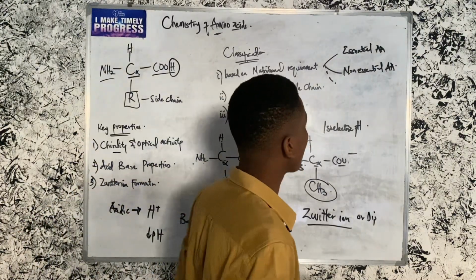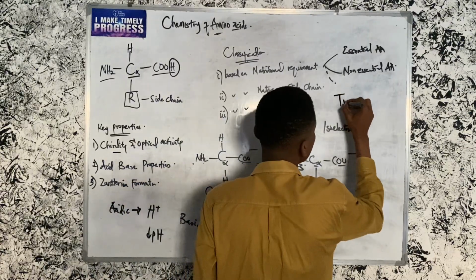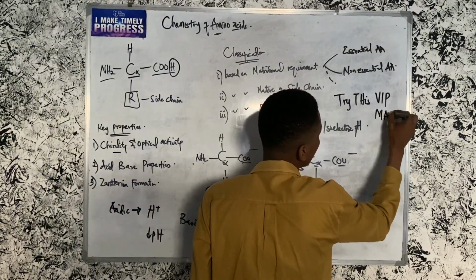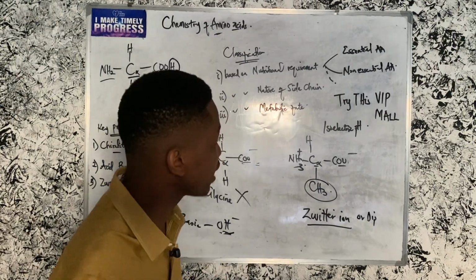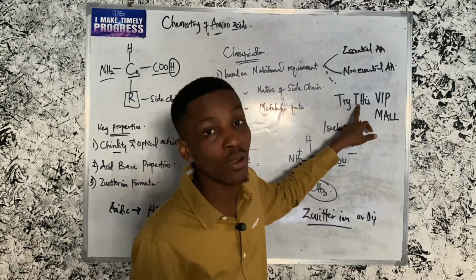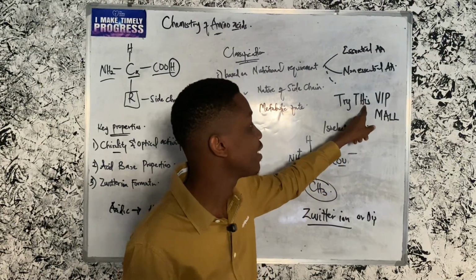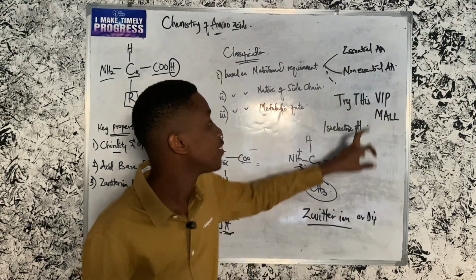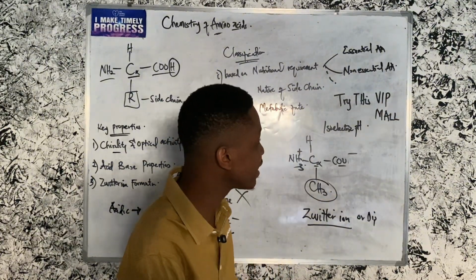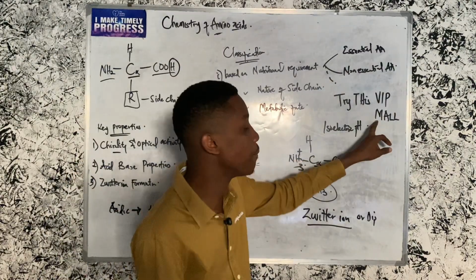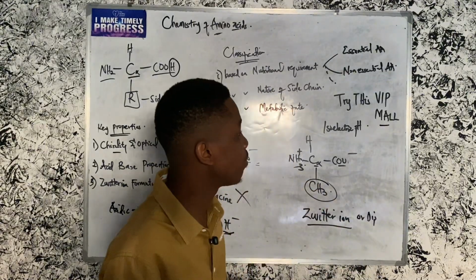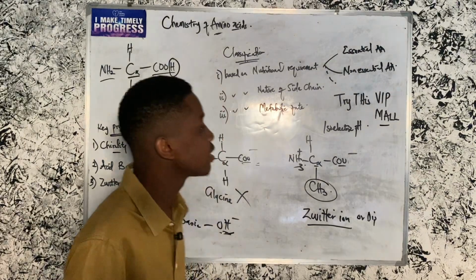Now, so for the essential, I have an acronym for it. And the acronym I use is Try This VIP Mole. So I'll just rush over it. Try This VIP Mole. Try is the amino acid tryptophan. T here is the amino acid threonine. HIS is the amino acid histidine. V is valine. I is isoleucine. P is phenylalanine. M is methionine. A is arginine. I am underlining A because I will say something about it. L is leucine. The last L is lysine.